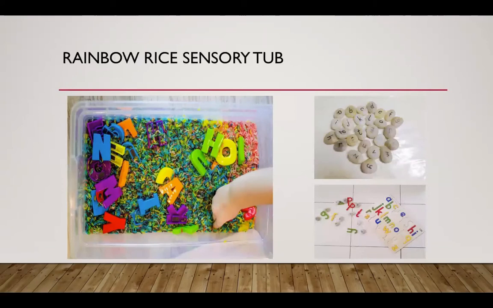Rainbow rice sensory tub. For this activity, you want to fill a plastic container or tub with rainbow rice. Rainbow rice is just rice that has been soaked in food coloring. There is a recipe included on the next slide, but you could just use plain rice too. Next, fill the tub with magnetic letters, puzzle piece letters, or stones with letters or words written on them.